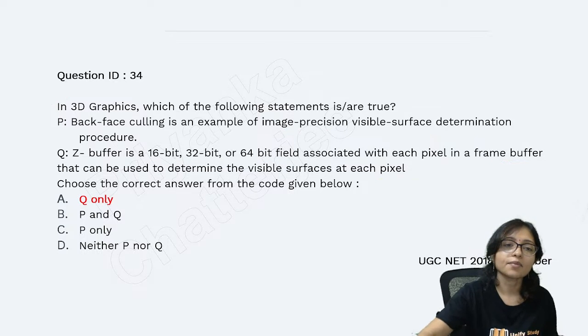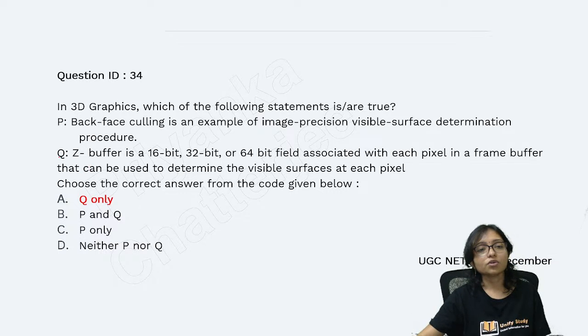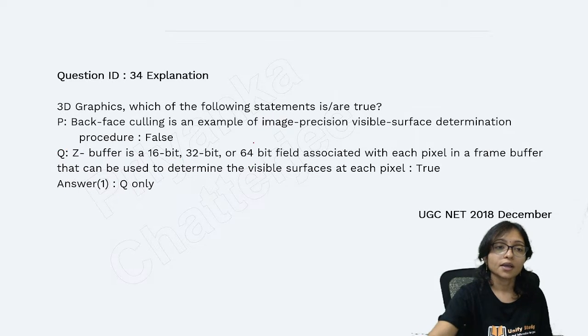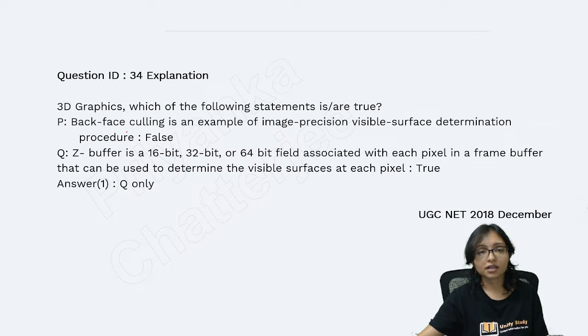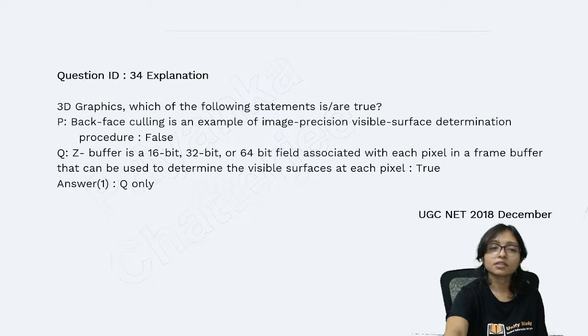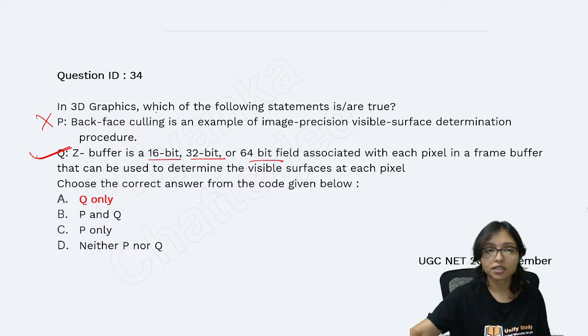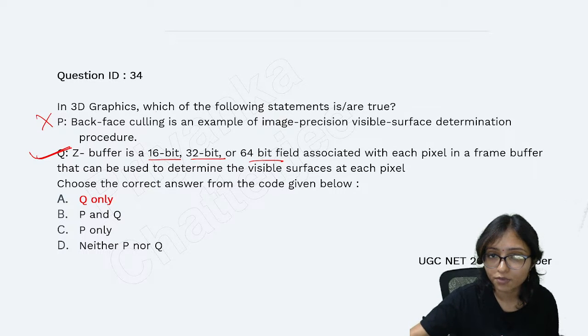Yes, answers are coming. Option A is the correct answer, that is Q. Q only is correct. Z buffer is 16-bit, 32-bit and 64-bit, this is the only correct one. Backface culling, this is false, because Q is the only correct one, but backface culling being the example of image precision is wrong. It is not an example of image precision.